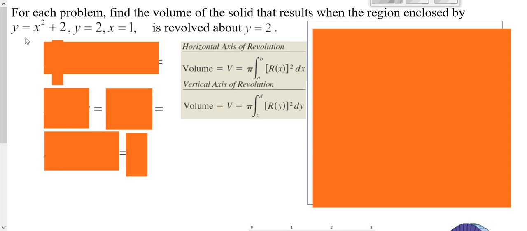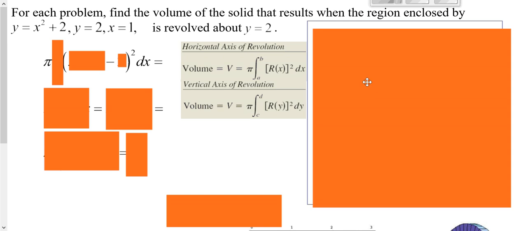Next problem here, we have a parabola. Whoops, I moved that. We have y is equal to 2, x is equal to 1. We are having y is equal to 2 as our axis of revolution, which is a horizontal axis of revolution. So we know that we're going to be dealing with x's. So we go ahead and we graph this.